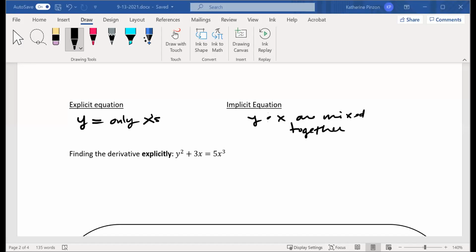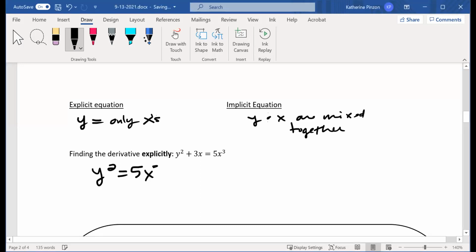Squared. Okay, I'm ready now. So explicit y equals. To find the derivative of this function explicitly, we want to solve this for y. How do we solve this guy for y? Subtract 3x and then take the square root. Okay, so I'm going to solve this guy for y, subtract 3x, and then I'm going to take the square root.